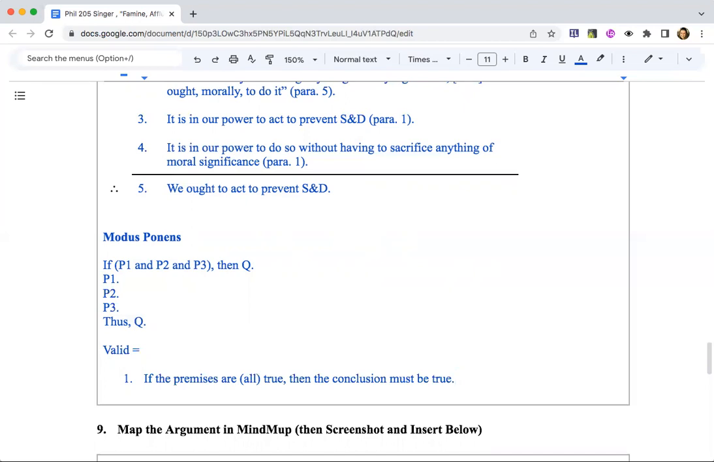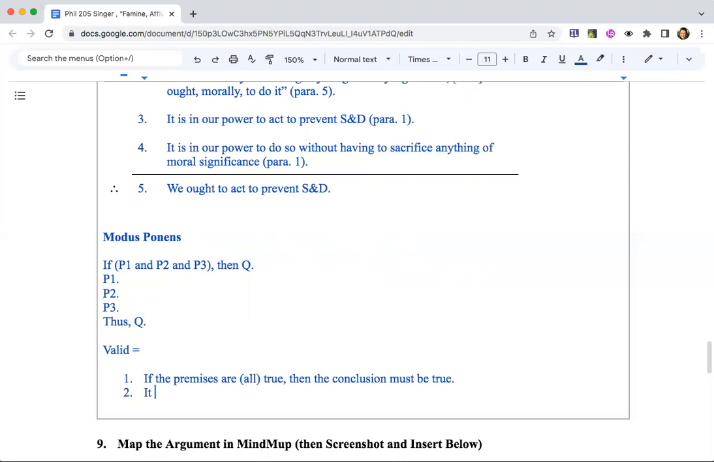Here is a logically equivalent way of defining it. It is impossible that the premises are or could be true, and yet the conclusion is false. So I'm not saying the premises are in fact true. I'm saying if they are true, the conclusion would have to be true. It's impossible that they could all be true and the conclusion false. Validity is about the relationship between the premises and the conclusion, not the truth or falsity of the premises themselves.